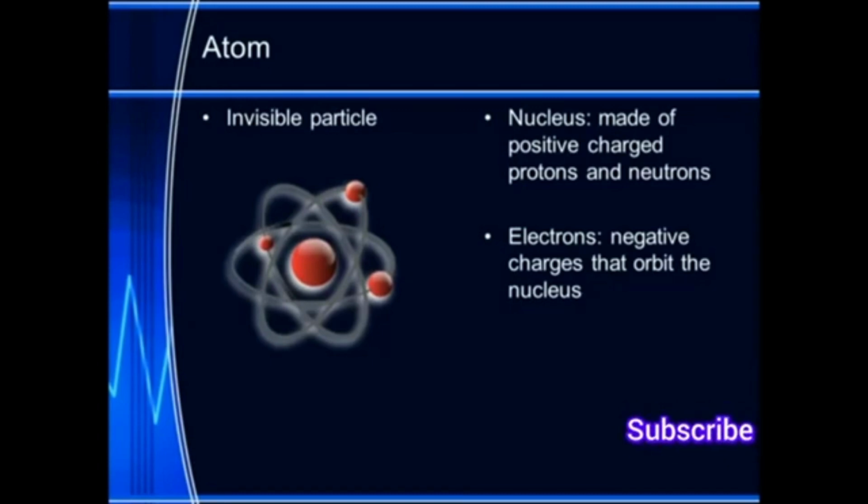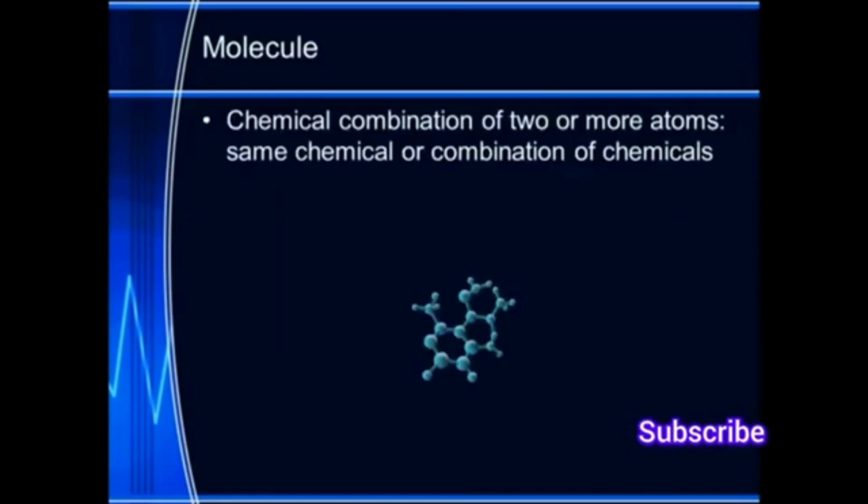And these negatively charged items actually, as we progress in the chapter, interact with one another to combine atoms of different elements to make up molecules and compounds, which eventually become parts of our very microscopic cells. So, again, the atom is invisible. The nucleus is made up of positively charged protons and neutrons, and electrons are negative charges that orbit around the nucleus at different distances also.